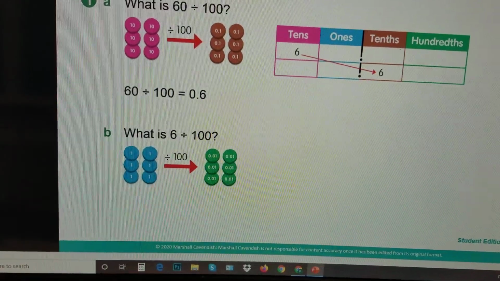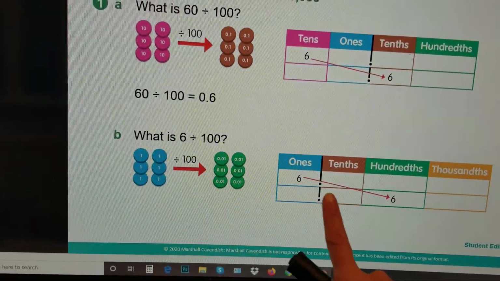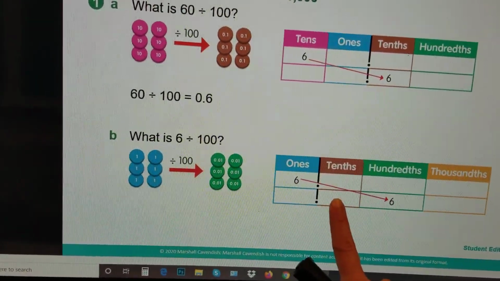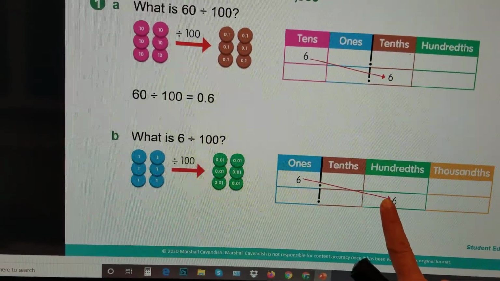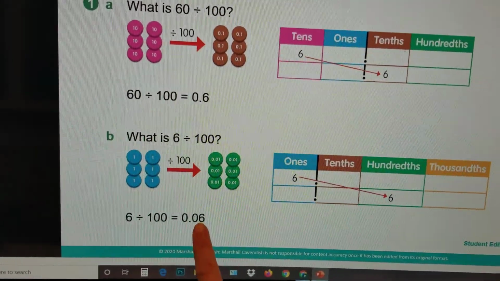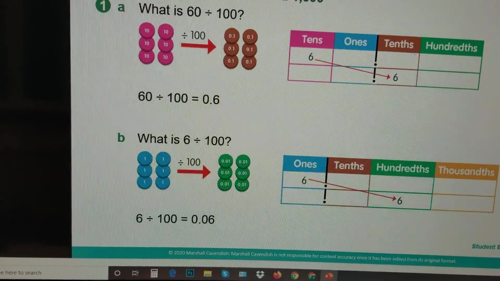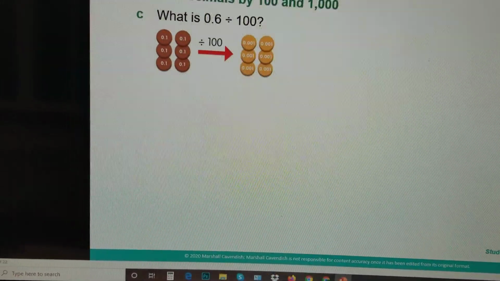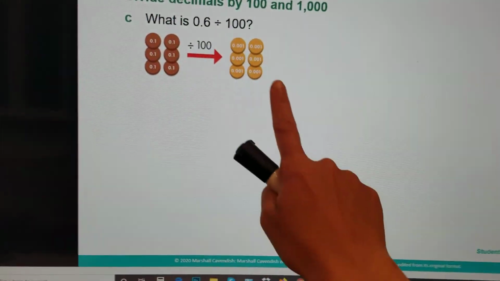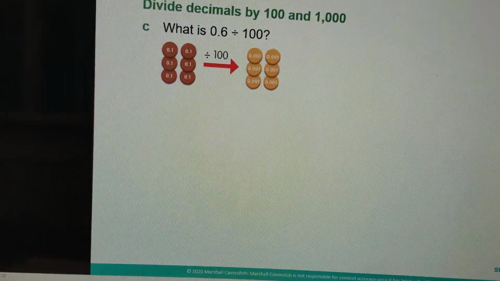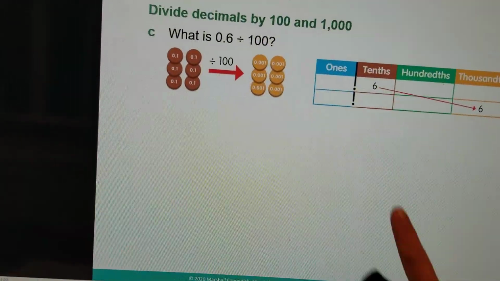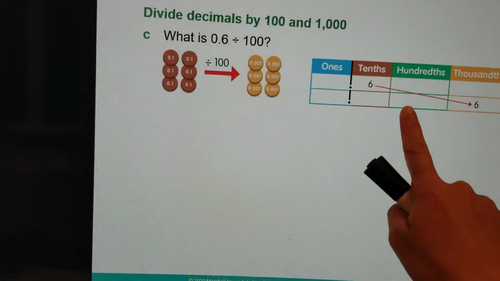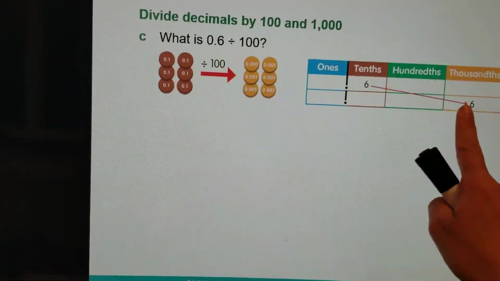The next one, what if I have 6 divided by 100? Right? It's getting 100 times smaller. Divided by 10, 6 divided by 10 is 6 tenths. Divided by 10 again is 6 hundredths. So there is 6 hundredths. So if I have 0.6 divided by 100, so it's divided by 10, divided by 10. So it's 0.006, right? 6 tenths divided by 10, 6 hundredths, 0.006.